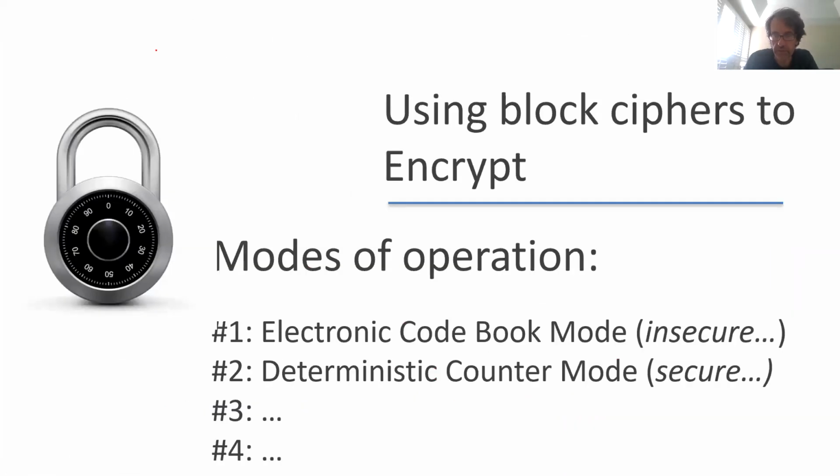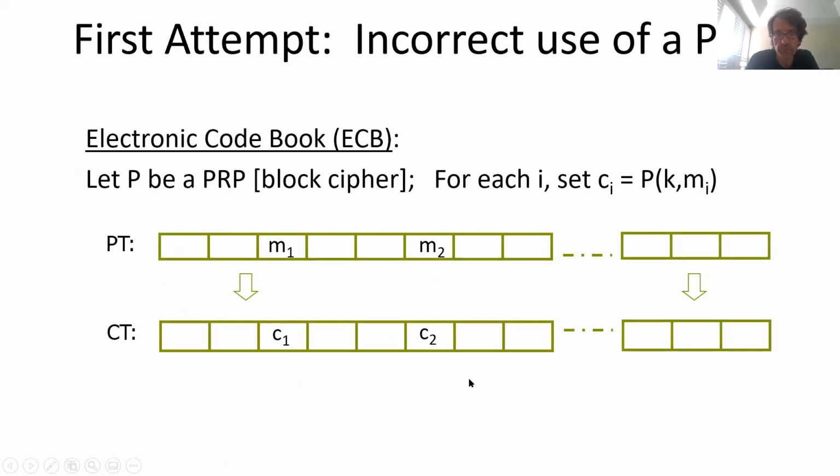So now that we recall these notions, we're ready to use block ciphers to encrypt and to achieve security against CPA security. Let's look first at a very common, knee-jerk way of using a block cipher, which will be insecure against CPA security. It is in fact not even indistinguishable. And then we'll see how to really do it.